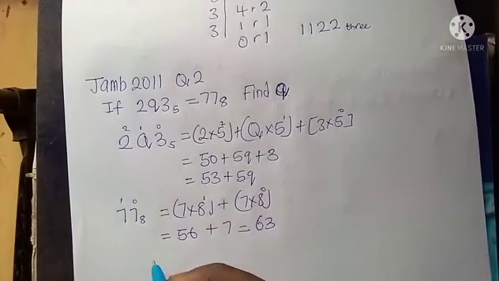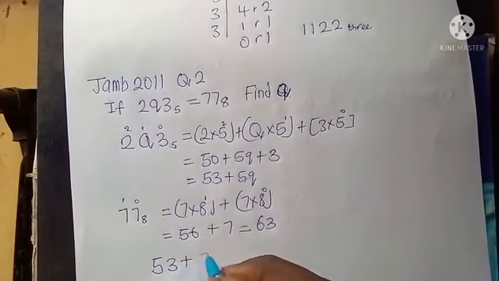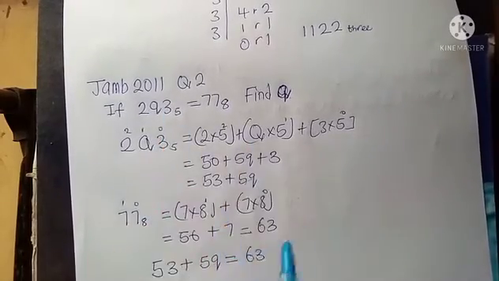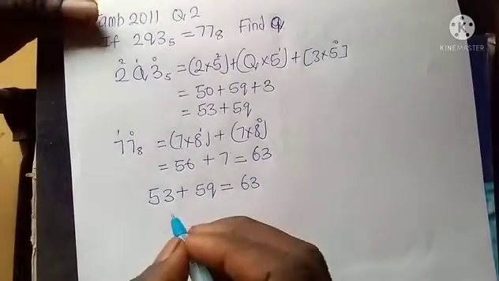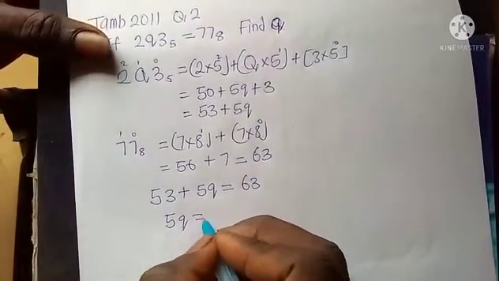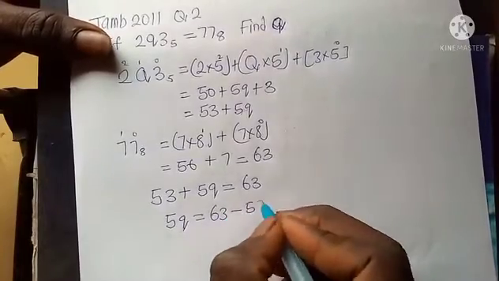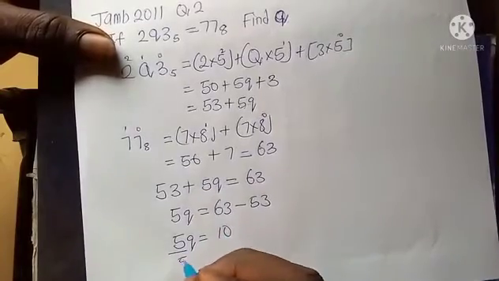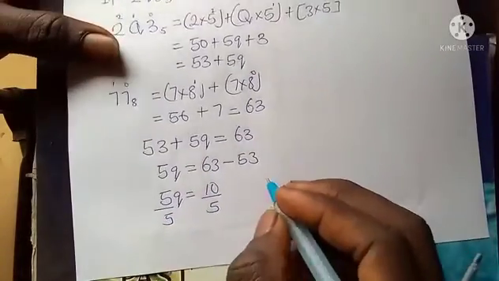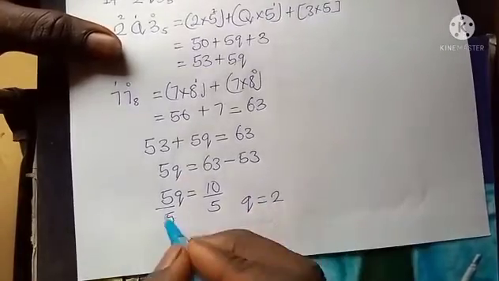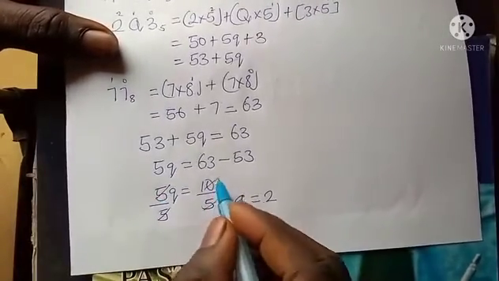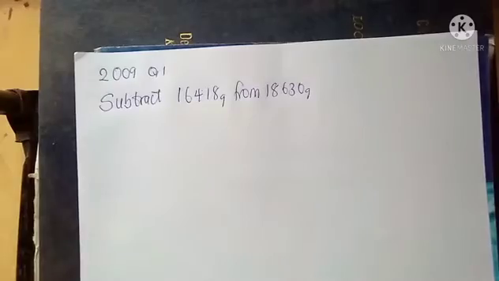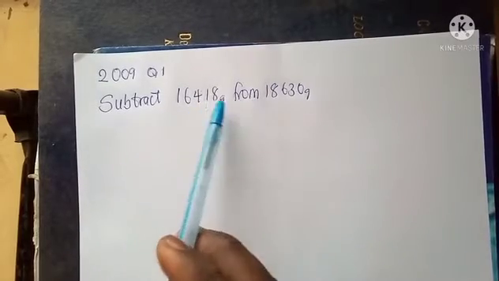So you are going to bring both of them together, as the equation they gave us is equal to 63. Now collect the like terms. So 5q is equal to 63 minus 53. So 5q is equal to 10, divided by 5 on both sides. Now q is equal to 2, because 63 minus 53 is 10, so it's equal to 2.